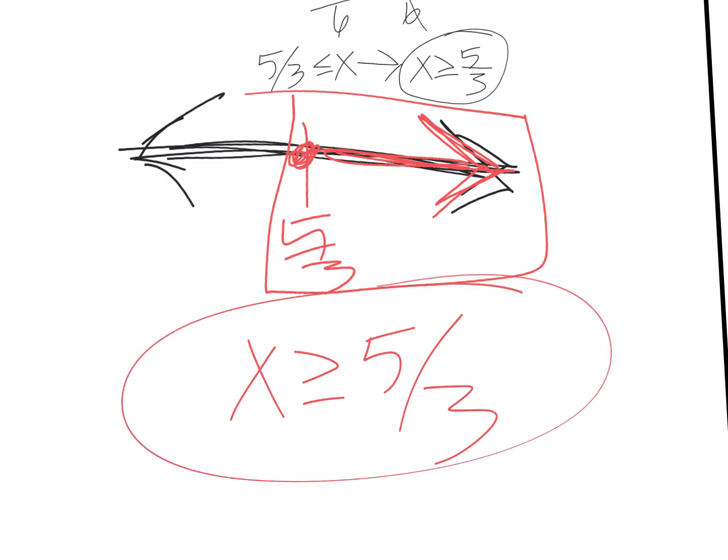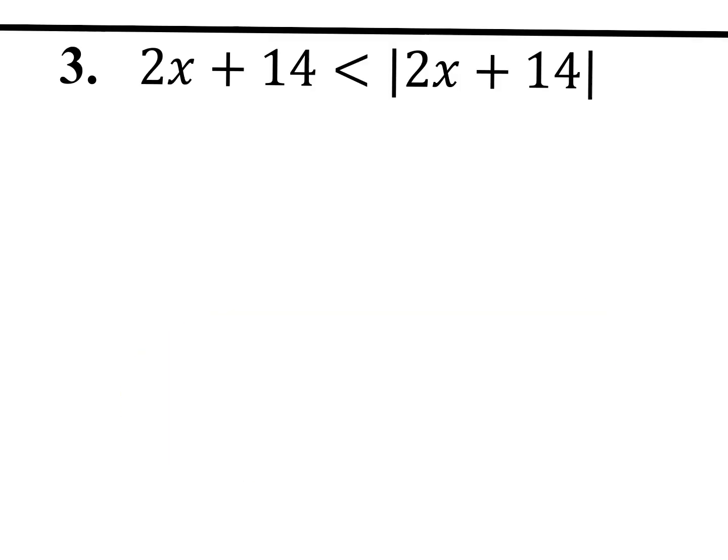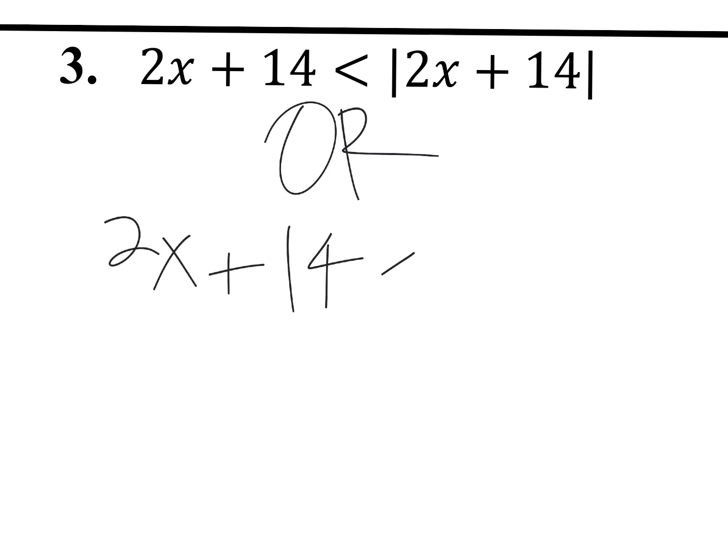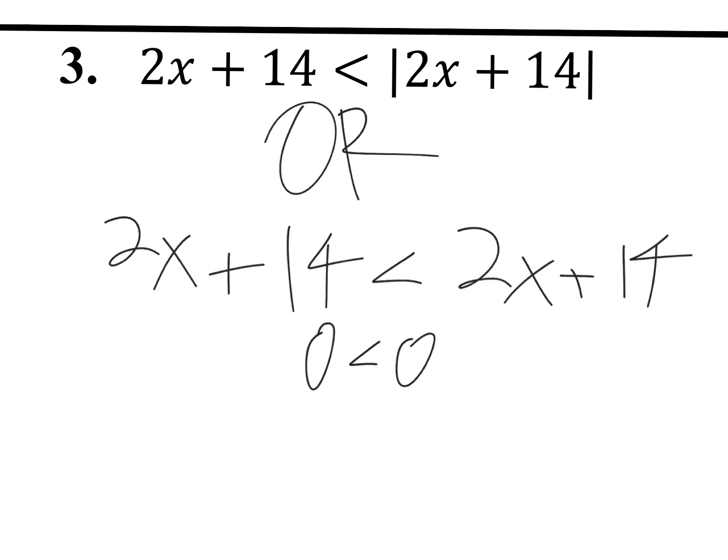So for my next example, I have 2x plus 14 is less than the absolute value of 2x plus 14. So that means it's eating the absolute value side. So the absolute value side is greater than the other side, making this an or problem. So your first statement, 2x plus 14, is that less than 2x plus 14? No, that's not true. Again, everything would cancel out and it would make a statement that says 0 is less than 0, which is not true.